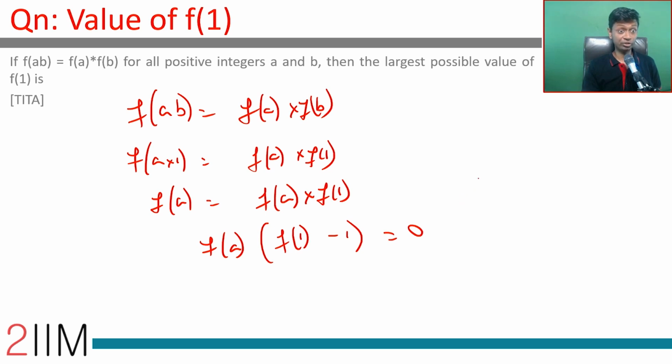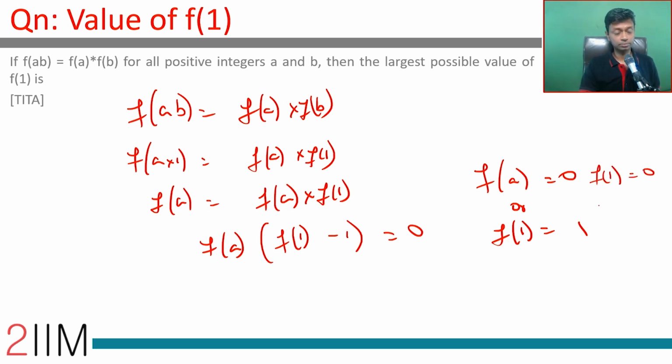There are two possibilities here. Remember this. Either f of a is 0 or f of 1 is 1. Either this could be a constant function where f of all values is 0, then f of a into b will be equal to f of a into f of b, in which case f of 1 will also be 0. Or f of 1 is 1, in which case there are different values possible, but f of 1 is 1. That much we know.